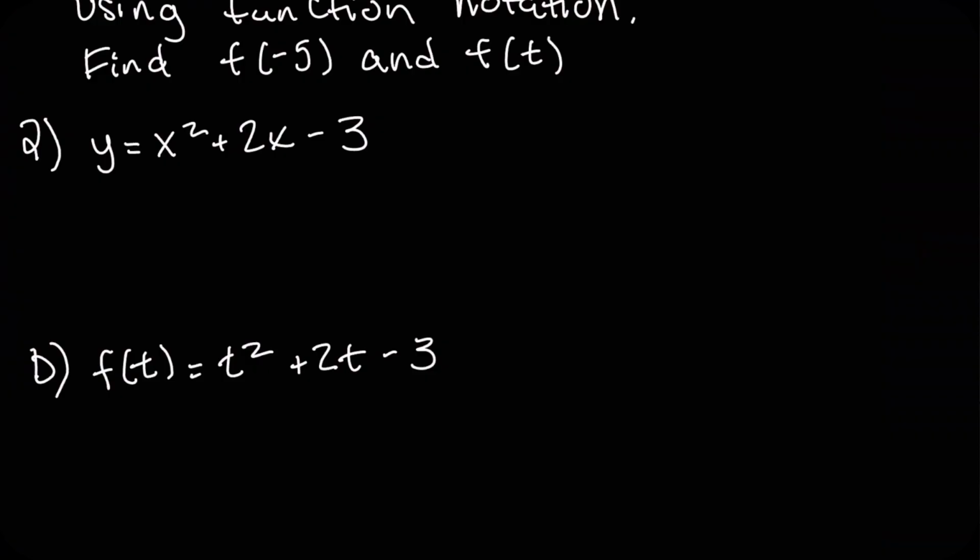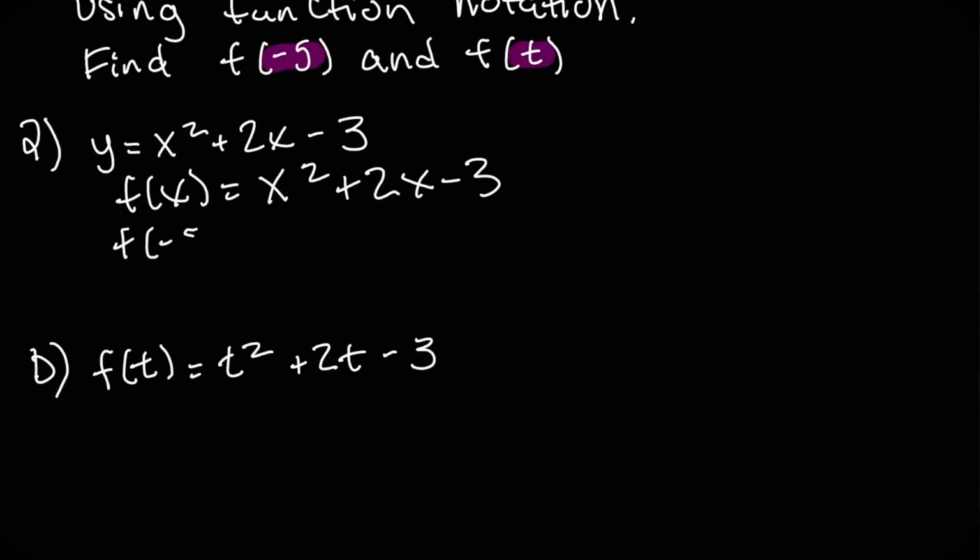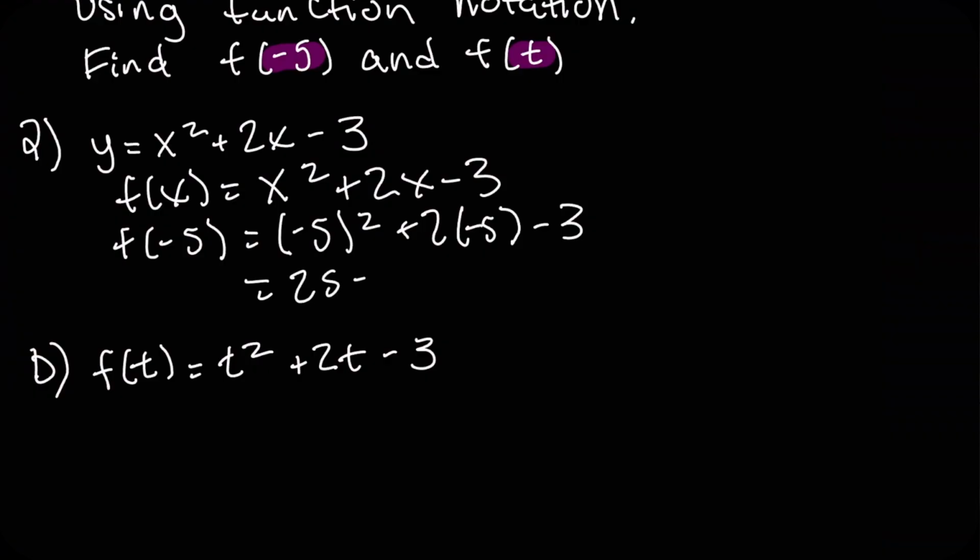So looking at A, we've already solved for y, so now we need to go ahead and replace it with f of x. So f of x is equal to x squared plus 2x minus 3. And this also asks us to find f of -5 and f of t. So go ahead and plug those in. This is going to be equal to -5 squared plus 2x, 2 times -5, and then minus 3. And that's going to be equal to 25 minus 10 minus 3, which is equal to 12.